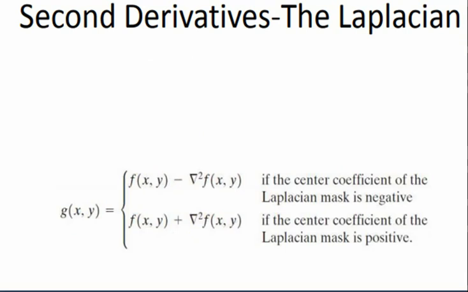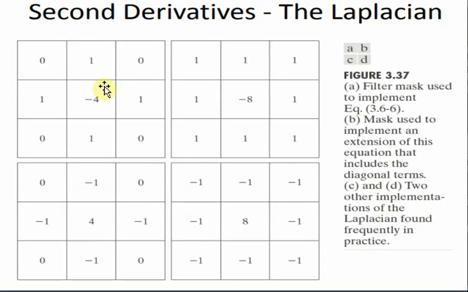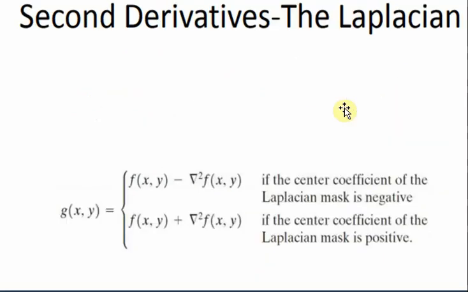So if you use this particular mask, consider these two masks. Observe the center pixel here is -4. Here the center pixel is +4. That means one is positive, another one is negative. So see here, if the Laplacian mask is positive, that means add these two images.